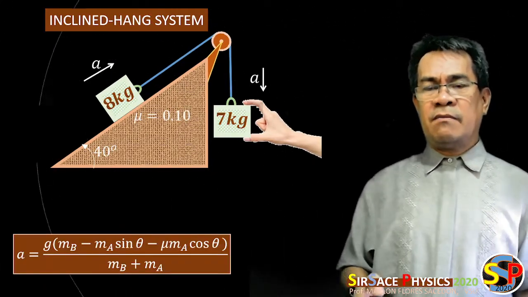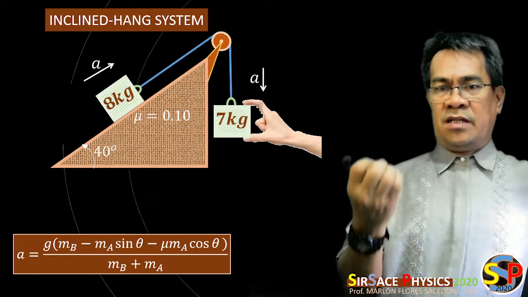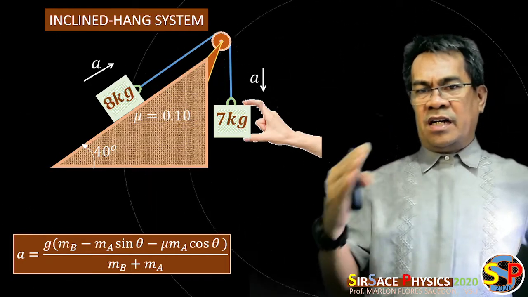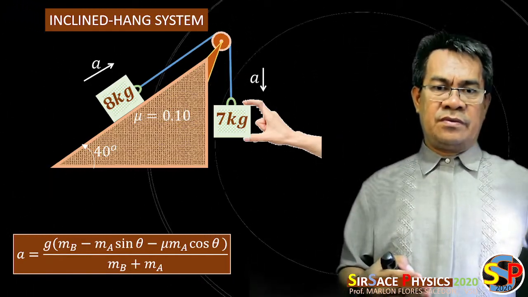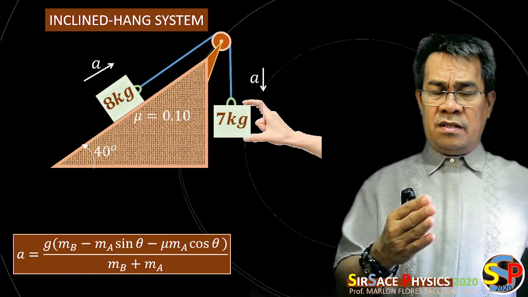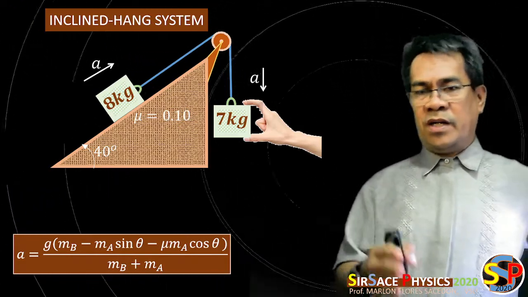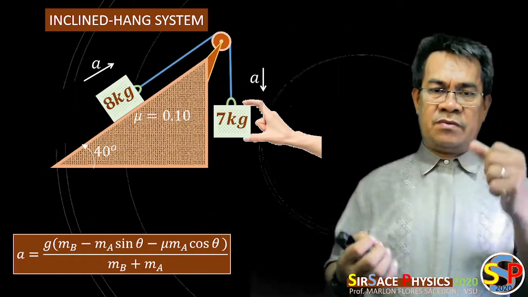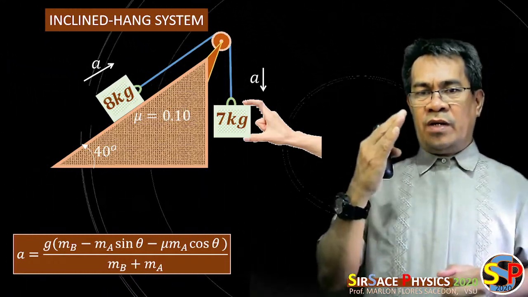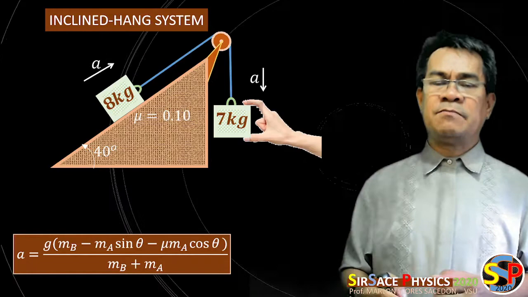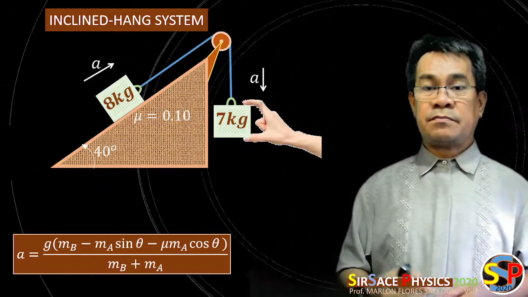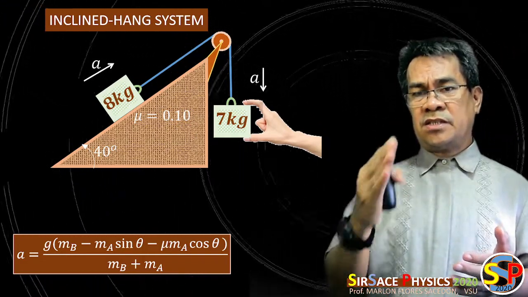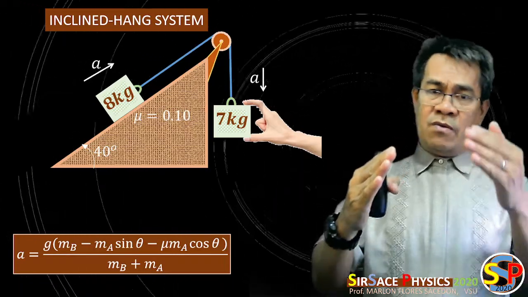Suppose in the problem, mass A is 8 kilograms while mass B is 7 kilograms. So the object on the inclined plane is heavier compared to the hung object, which is 7 kilograms. And we have the given angle of 40 degrees, and the coefficient of kinetic friction is 0.1. So what do you think? Will the 8 kilograms move up the plane or down the plane?